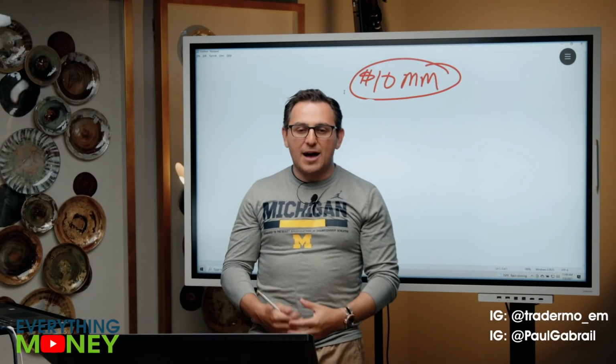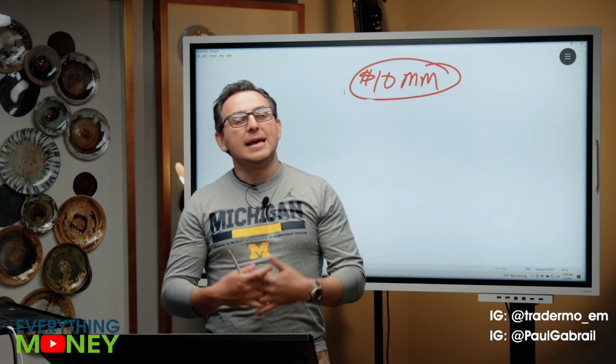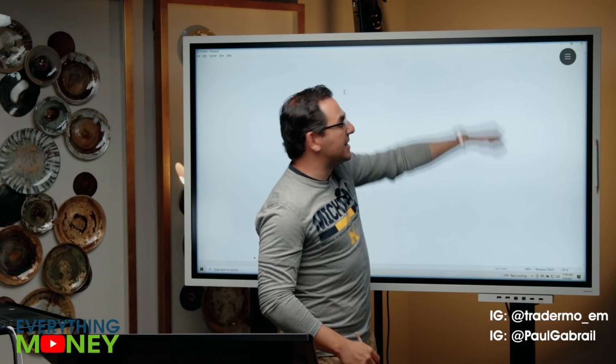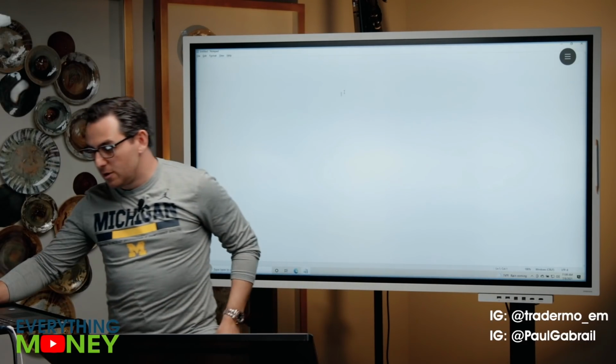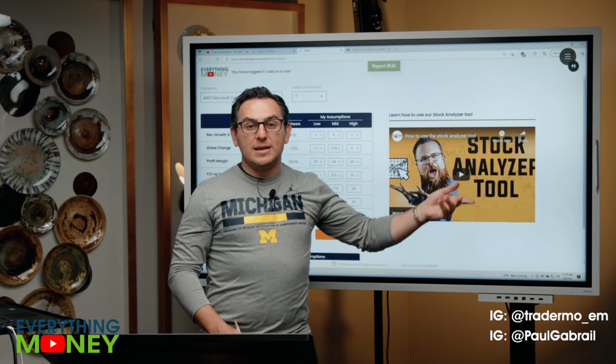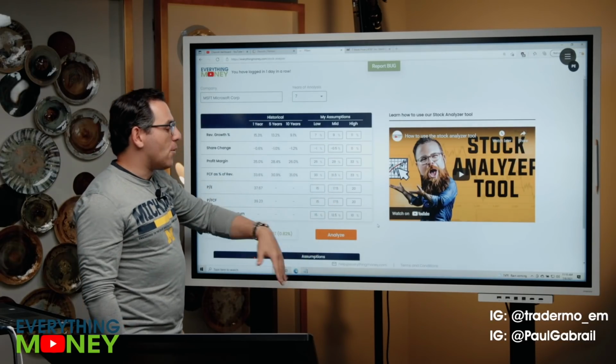So intrinsic value, it sounds complicated. It can be. Our software makes it easier because it allows you to go put your assumptions in and it spits out a value for you. And that's the big thing for Microsoft, for example. So when I go in here and put all my data in, I won't get into it exactly.